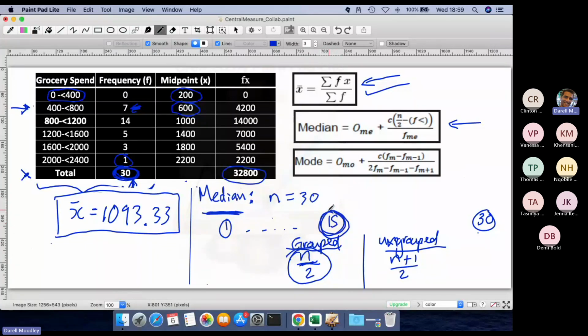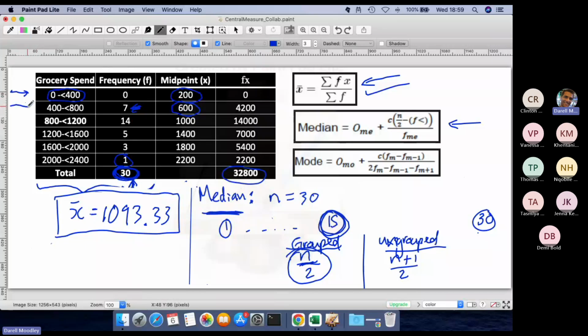So we know it's the 15th person. But because we don't have the raw data values, we can't really determine which is the middle person. What we can do is work out which interval that 15th person would be in. Let's think of it logically. If you look at the first bracket, you have nobody in that first bracket.